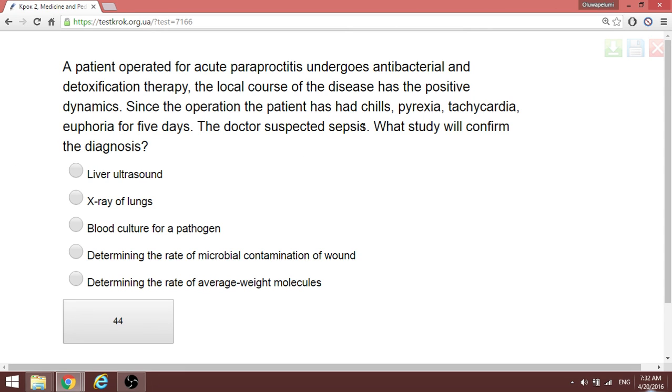Okay, here we have sepsis. Doctors suspected sepsis. We can look at all the cases, but when there's suspicion of sepsis and they're asking what will you do to confirm the diagnosis, the best thing to do in this patient is just to do a blood culture to isolate the pathogen from the blood. In sepsis, you already have the pathogens in the blood.